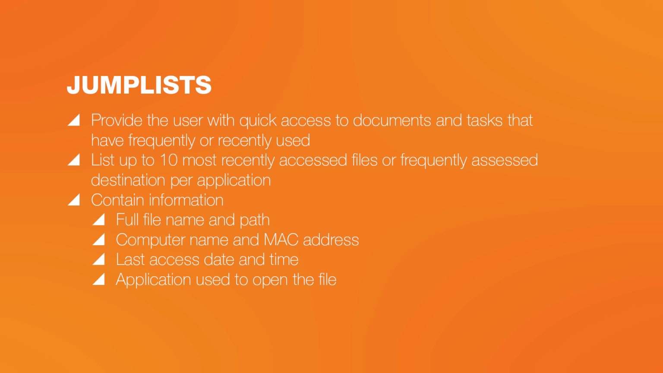For example, if you open two Microsoft Word files and then right-click the Microsoft Word icon on the taskbar, you will see these two documents listed. By default, jump lists show the 10 most recently accessed files or frequently accessed destinations per application. Forensic examiners are particularly interested in information stored in jump lists.